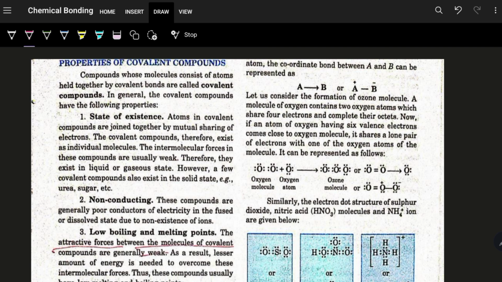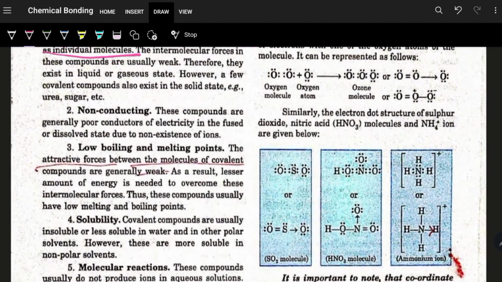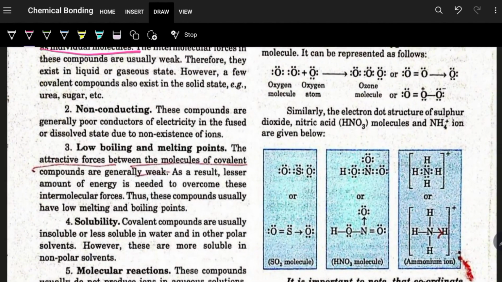Okay, so properties of covalent bonds. Here you will see what the properties are: the state of existence. Atoms in covalent compounds are joined together by mutual sharing, and so they exist as individual molecules. You can see the type of interaction depends on what type of molecules they are. Now, non-conducting in nature. Ionic compounds were all conducting in nature, and here it is non-conducting. They are poor conductors of electricity.